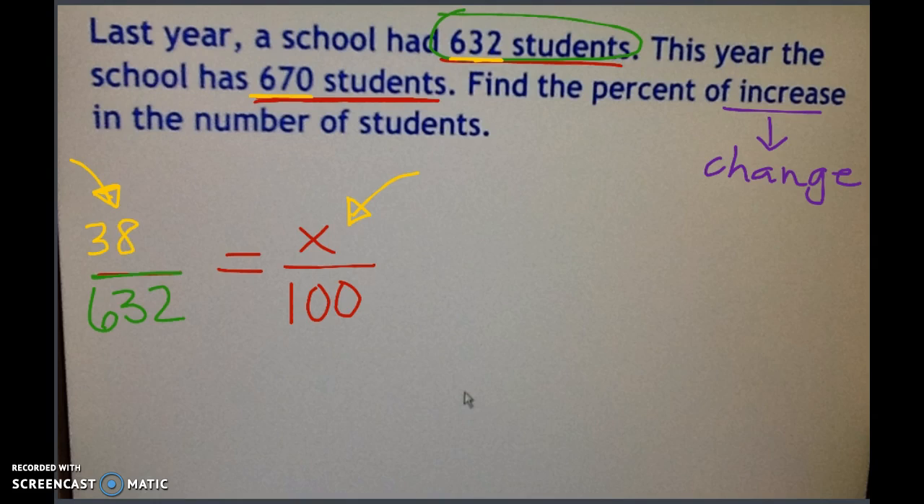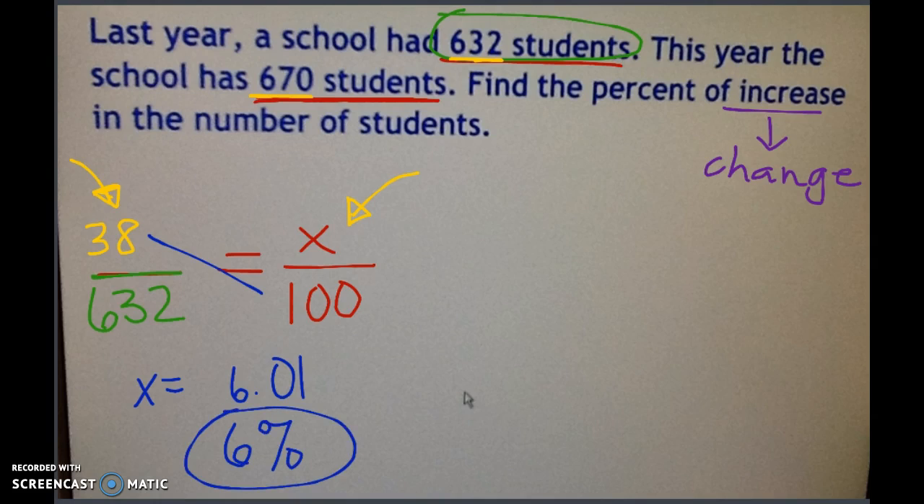Now that I have that part done, I can do my cross multiplying and dividing. I'm going to do 38 times 100, and then divide by 632. I get an answer of x equals 6.01. So my answer is it changed by 6%. So it was a 6% increase. That's one way to do it.